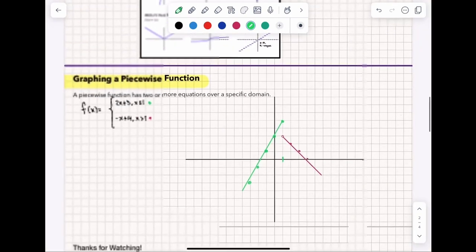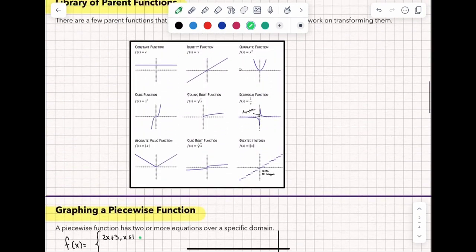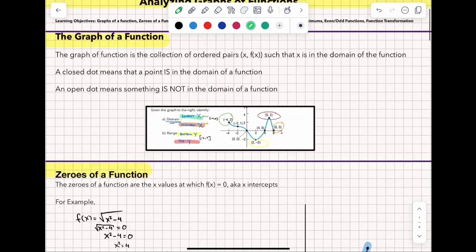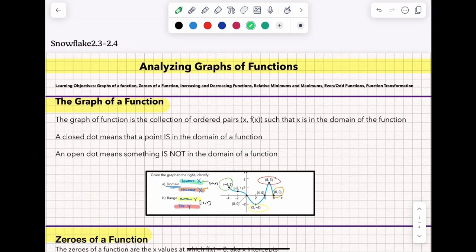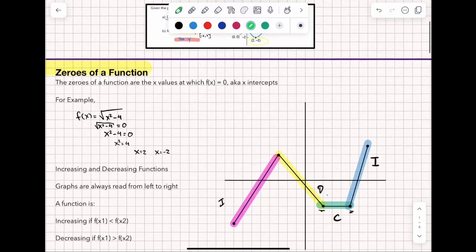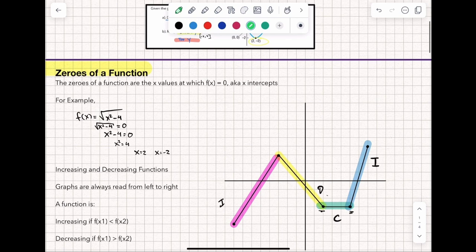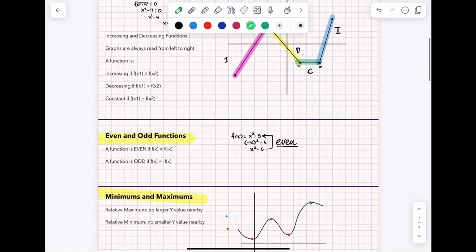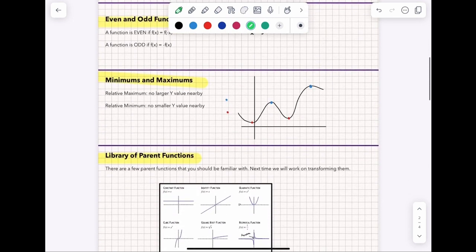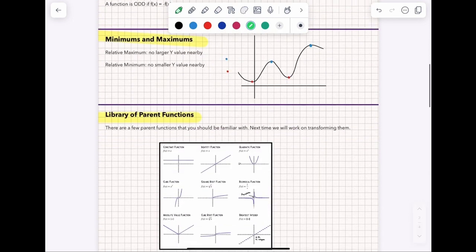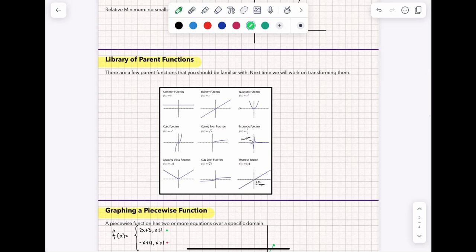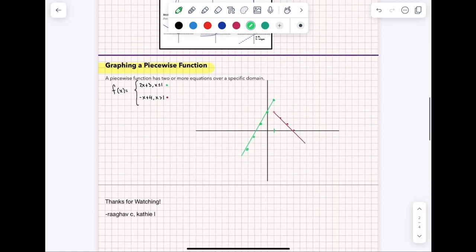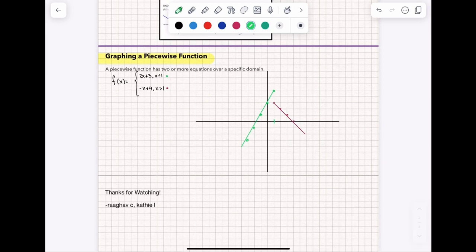Alright, so in this video, we reviewed the graph of a function, we reviewed the zeros of a function, we reviewed even and odd functions and how to find them, we reviewed minimums and maximums, and we went over some parent functions that will be manipulated later, and we went over how to graph a piecewise function.